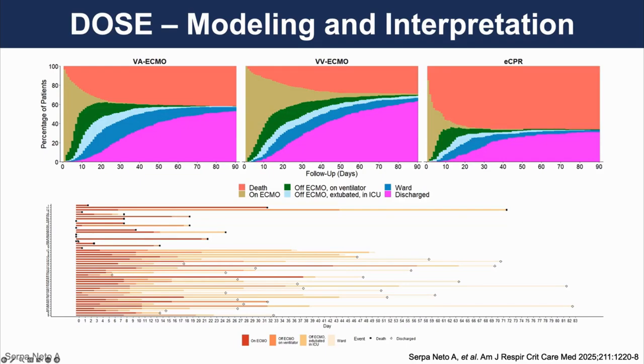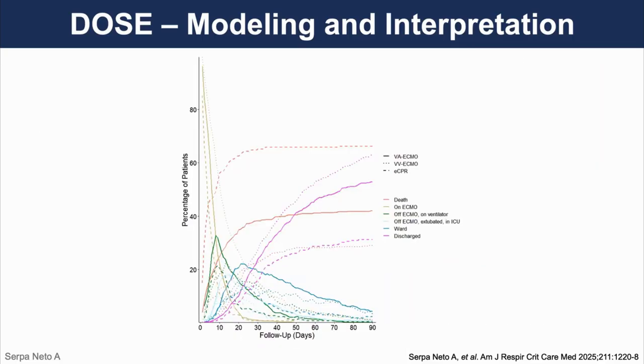Some patients are different. You see this patient had a long period on ECMO, then a short period of ECMO on ventilator, and then the patient died at the end. So this is just a way of showing different transitions between the different states of the outcome.